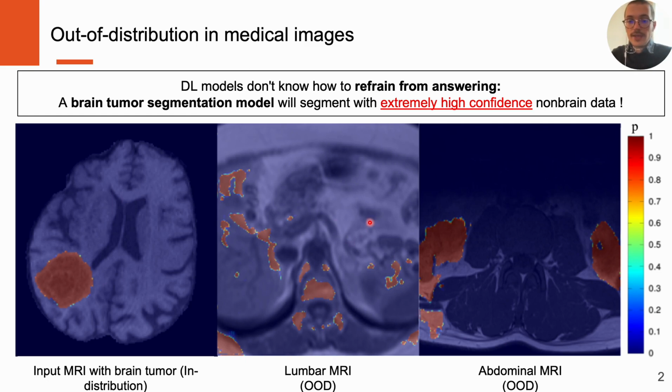Here we overlaid the tumor probability predicted by the model on top of the input images, and you can see that a lot of voxels are segmented with a probability close to 1, so the model is extremely confident, even if the input image is completely out of distribution.